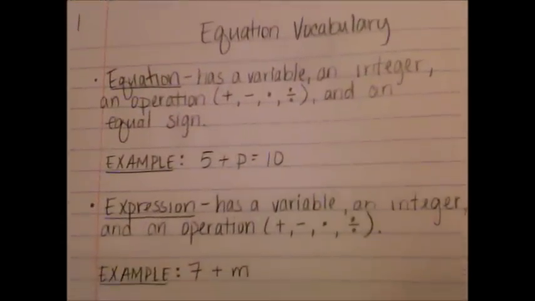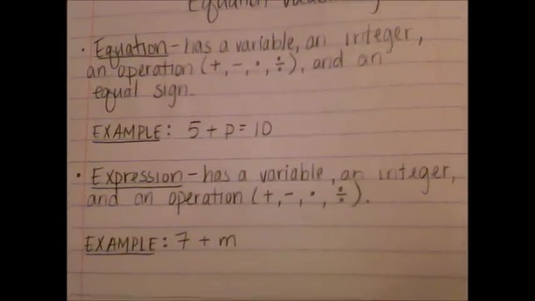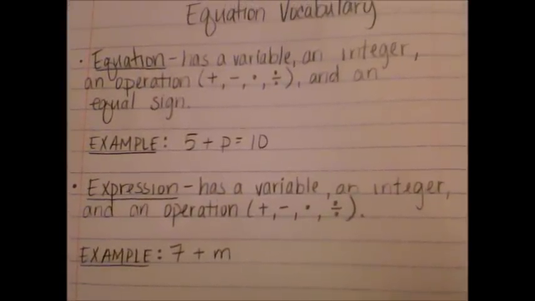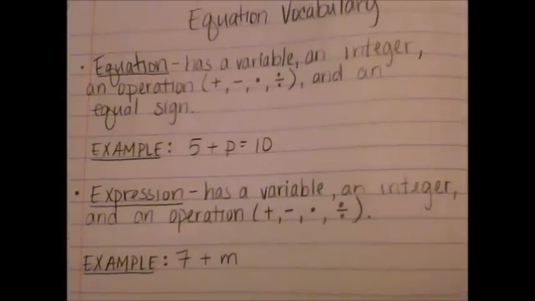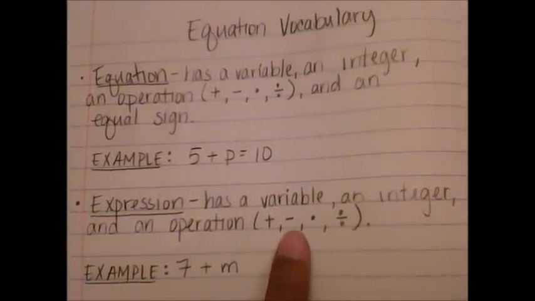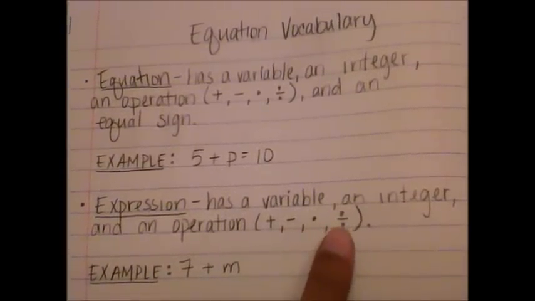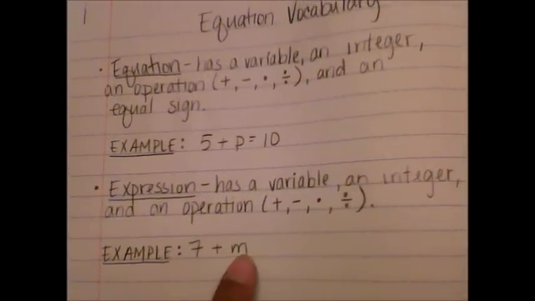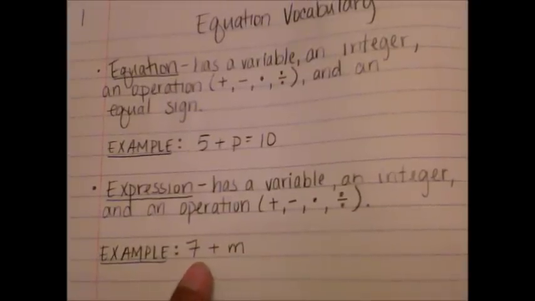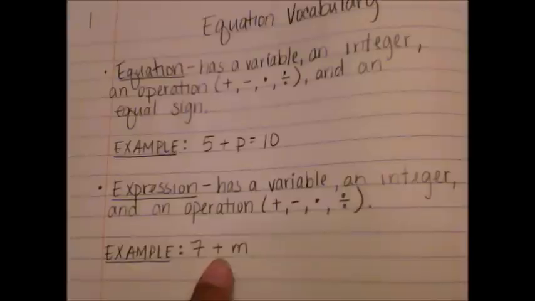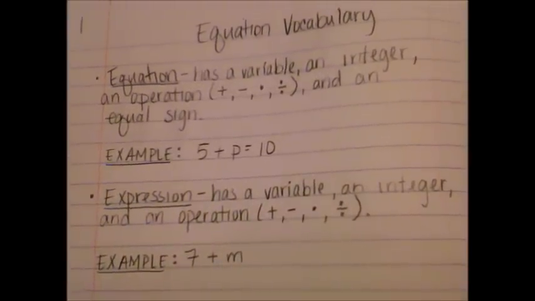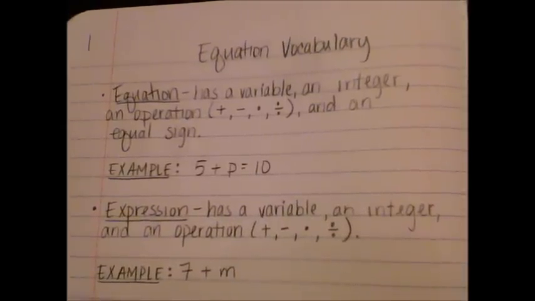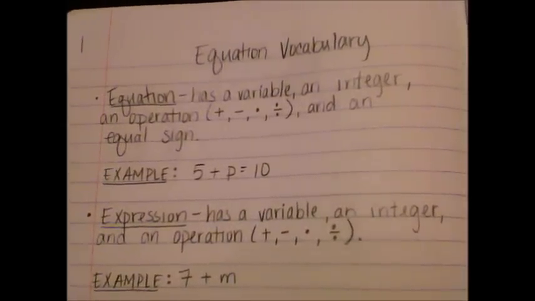I also wrote down the definition of expression. So expression, to me it has a variable, an integer, and an operation. And again, in parentheses I wrote addition, subtraction, multiplication, division. So you can see in my example, the expression has the variable of m, an integer of positive 7, and an operation of addition. Okay, so again, you can go ahead and pause the video if you need to and write down the definitions of these two words.